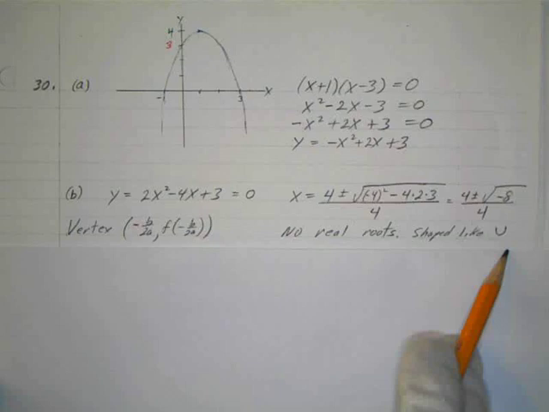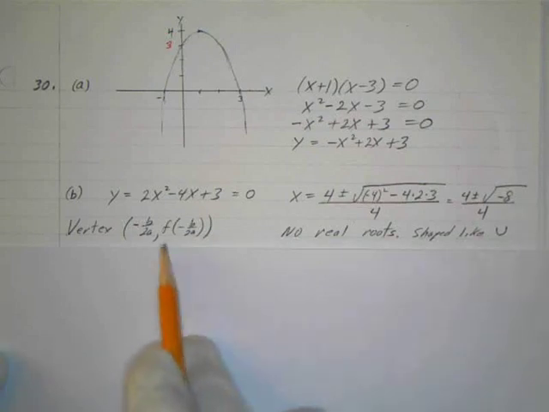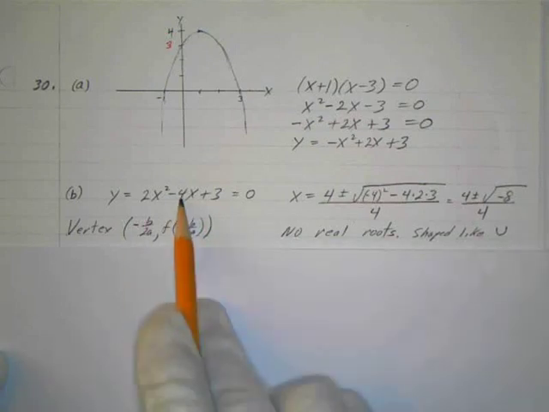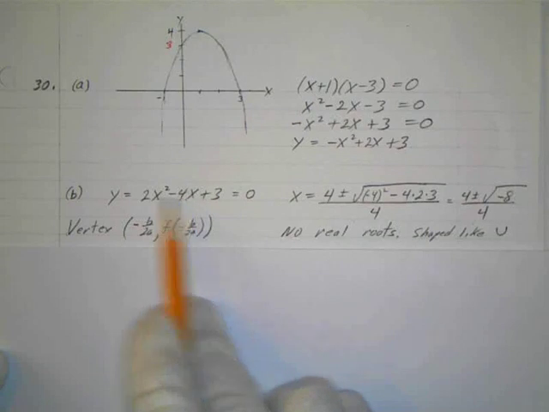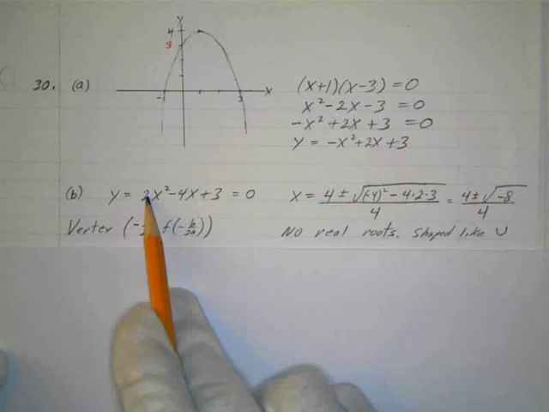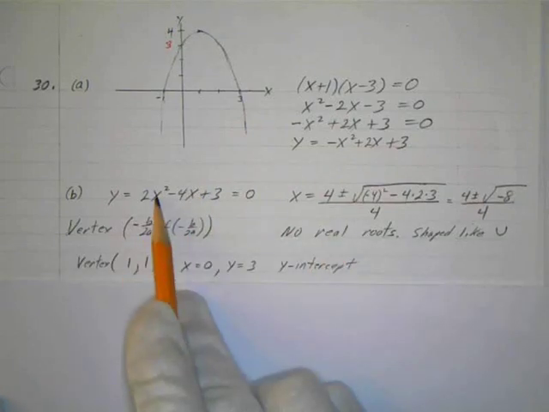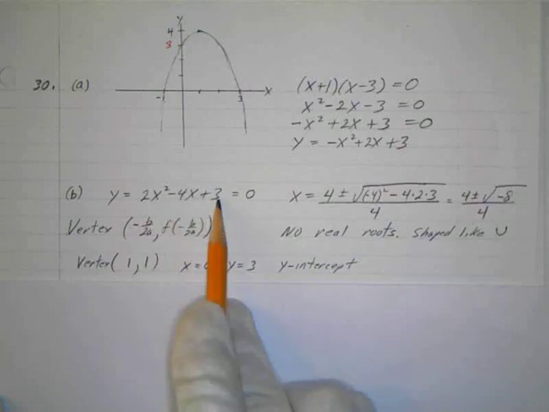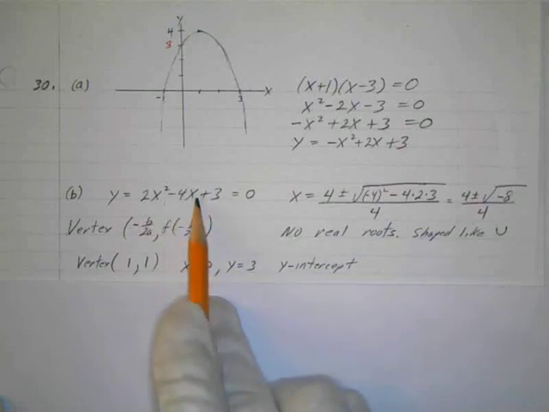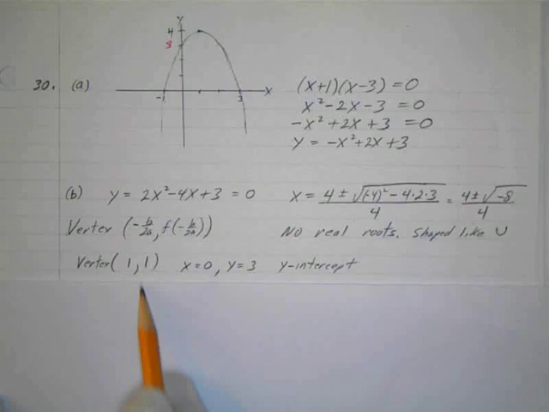So I know there's no real roots. It's shaped like a U. So what I can do is put in -b, so that'd be +4 all over 2a, and 2 times 2 is 4, so that's going to be 1. Now if I put 1 back in here, I get 2 times 1 is 2, plus 3 is 5, minus 4 times 1 is 4, which is just 5 minus 4, which is 1. So there's my vertex. My vertex is going to be at 1, 1.